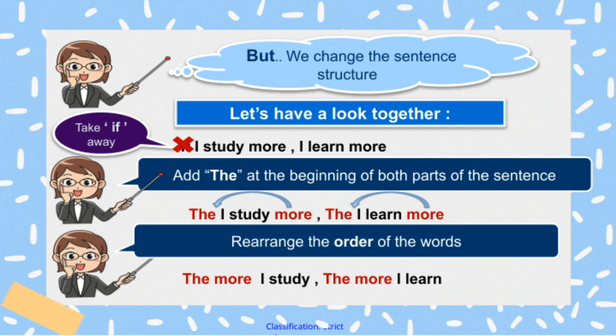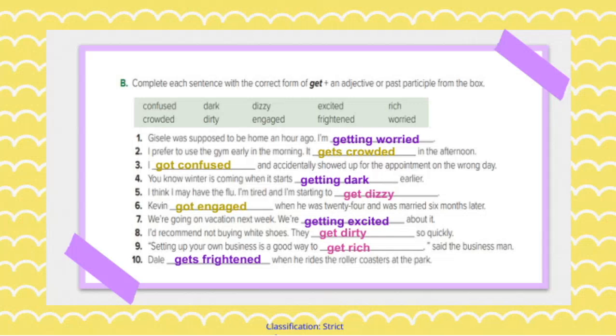So whether we say, the more I study, the more I learn, or if I study more, I learn more, the core message remains the same. Effort leads to progress. Now let's look at some common phrases that use get and getting in different contexts. For example, gets frightened shows how someone can become scared, which is an emotional response. On the other hand, get rich is about achieving wealth, often through effort or opportunity.